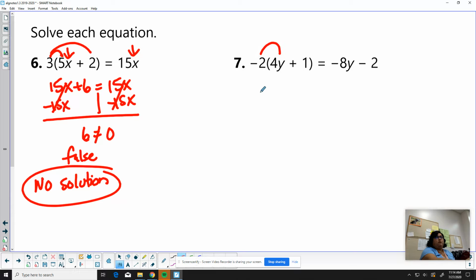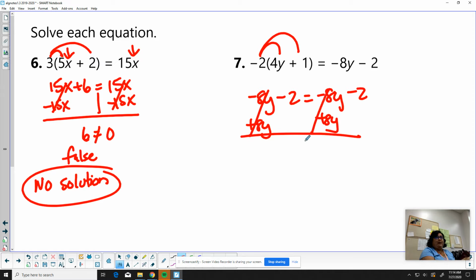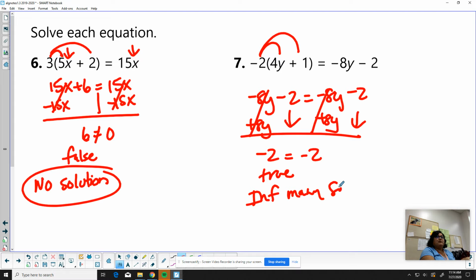So negative 2 times 4y would be negative 8y. Negative 2 times positive 1 is negative 2. Okay, and you can kind of already see that they are matching exactly. But it's more clear if I get rid of the variable. So if they both go away and I drop the constants, I have negative 2 equals negative 2. Well, that's true. And since it's true, this is infinitely many solutions. And you can kind of see it here in this step when they're exactly the same. I still like to get rid of the variables just because I think it's easier to see with just the constants.